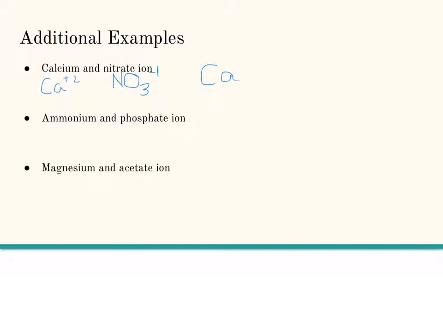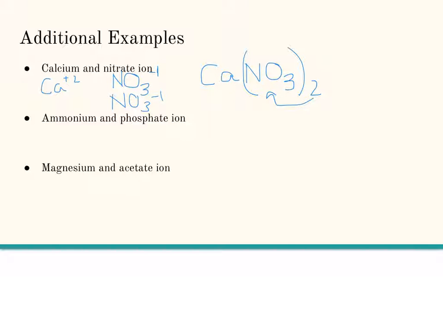To show that in a formula, I start with my positive, which is Ca, and then the NO3 is negative. And now I need 2 of these NO3s to cancel out the +2 charge. What I'm going to do is write the formula for the polyatomic ion, NO3, but then put the whole thing in parentheses and add another subscript of 2 next to it. This 2 is saying that I have 2 of the nitrate ions, the NO3. I need 1 calcium and 2 nitrates to get a neutral compound.